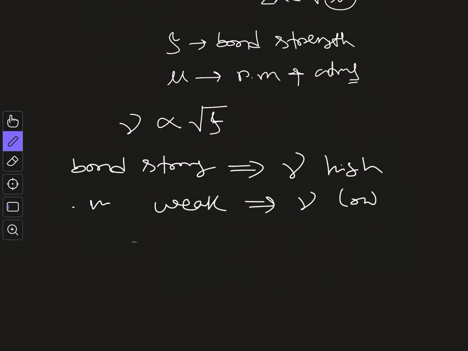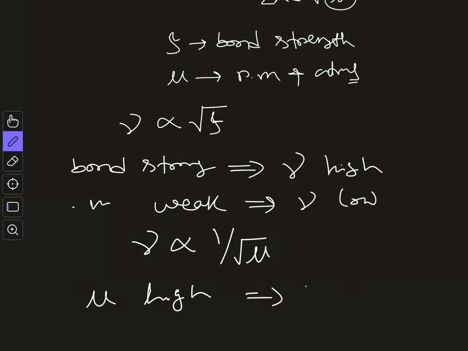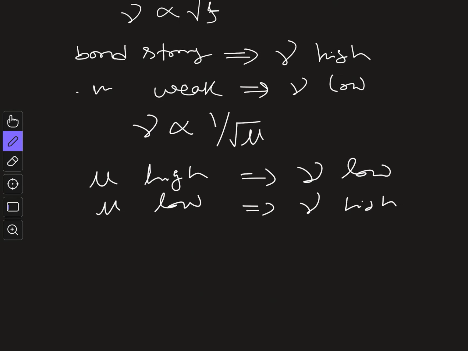Similarly, we can see that nu is inversely proportional to reduced mass. That is, if reduced mass is high, that is if you have heavier atom, then nu or stretching frequency will be low, and if reduced mass is low, then nu or stretching frequency will be high. So we can say that for strong bonds we will have high stretching frequency, for weak bond we will have low stretching frequency.